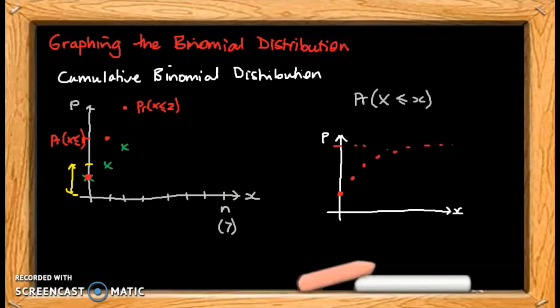And it will approach 1 on the probability, because by the time I get to the last point, the probability that x is less than or equal to n is every single possible outcome in the system, and that will equal 1. Most of the questions you're asked in Maths Methods will ask you about the binomial distribution graph and not the cumulative binomial distribution graph. So let's do a quick summary of the binomial distribution graph.